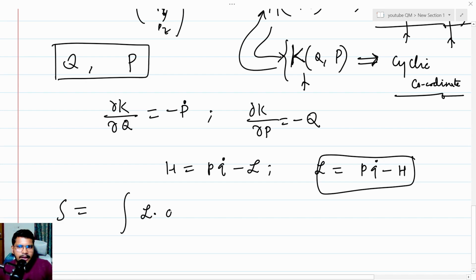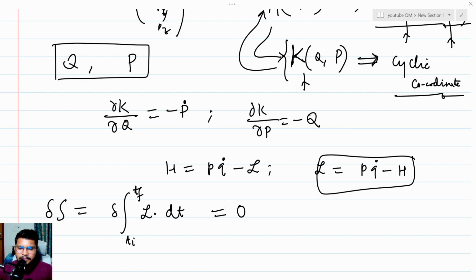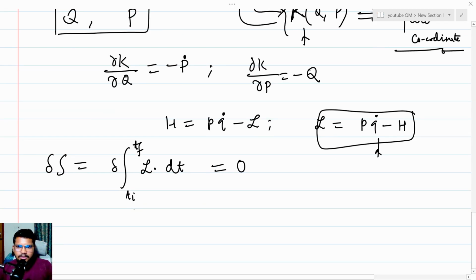The action is the integral of L dt, and if I take a variation over it, between two endpoints, two limits Ti and Tf that define some kind of time, in this time limit the variation should go to 0, right? So what's my L? Replace L by this one: the integral from Ti to Tf of p q dot minus H dt is equal to 0.